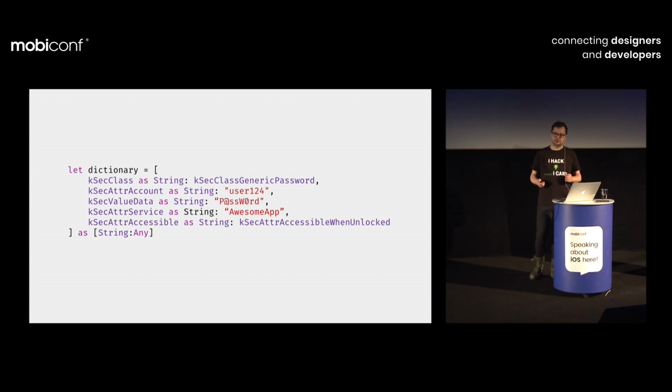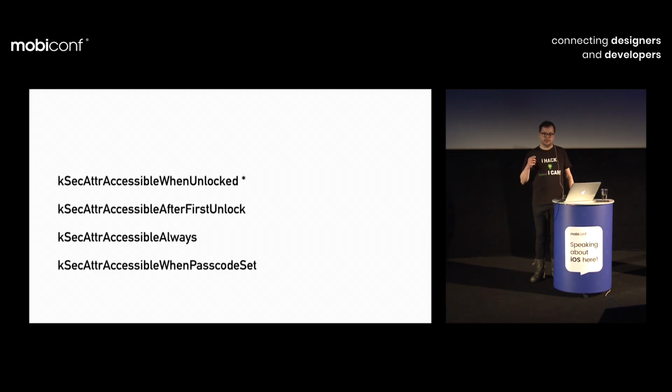And the last attribute is particularly interesting because it offers something similar to protection classes, which are for the file system. And the protection classes, like the default one, is accessible when unlocked. So you might guess that you can read the keychain item only when the device is unlocked. Accessible after first unlock is the equivalent of the default protection class for the file system. So the keychain item is available after unlock, and it's there until the reboot.